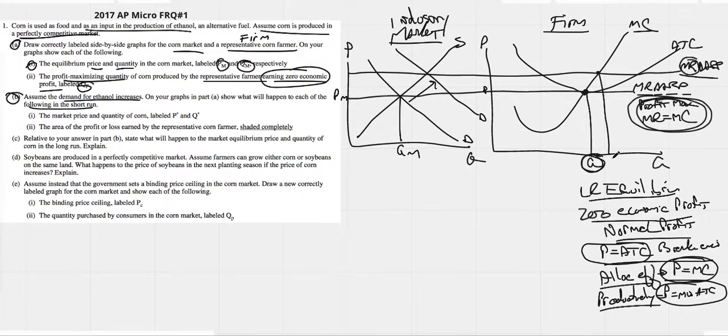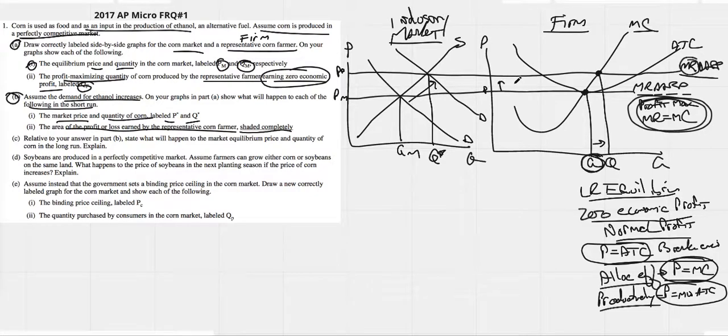That gives us our new quantity, right? So we can see that we're producing more here. That's what they want: the price and the quantity of corn. P star, let's call that P star there. Market quantity would be Q star. P and Q, and the area of profit or loss by the farmer, shaded completely. Understand that we go to where profit max is to find that area of profit or loss.